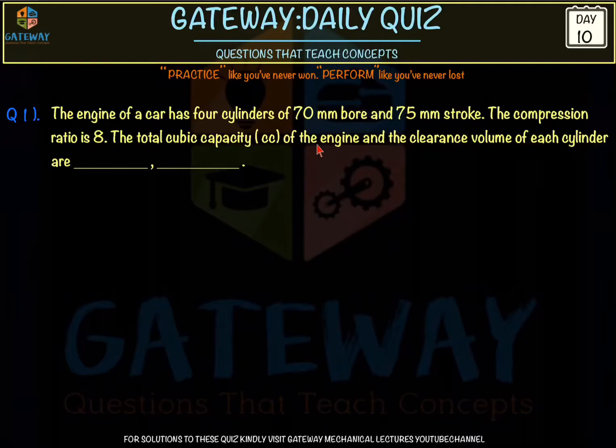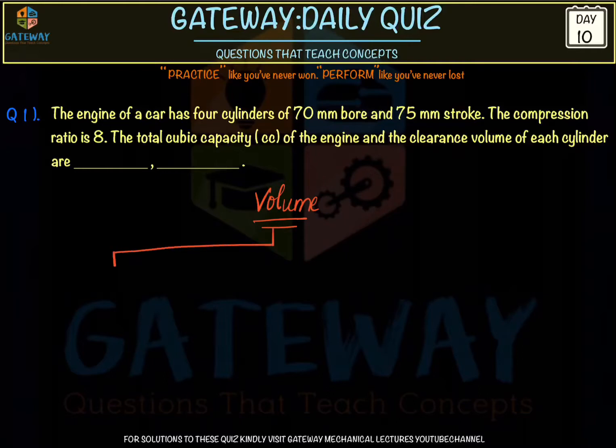The total cubic capacity in cc, nothing but centimeter cube, of the engine, and the clearance volume of each cylinder are required. So we need to calculate the total cubic capacity and also the clearance volume. First of all, before going into the solution, we will discuss what exactly the volume of the cylinder is regarding the IC engine.